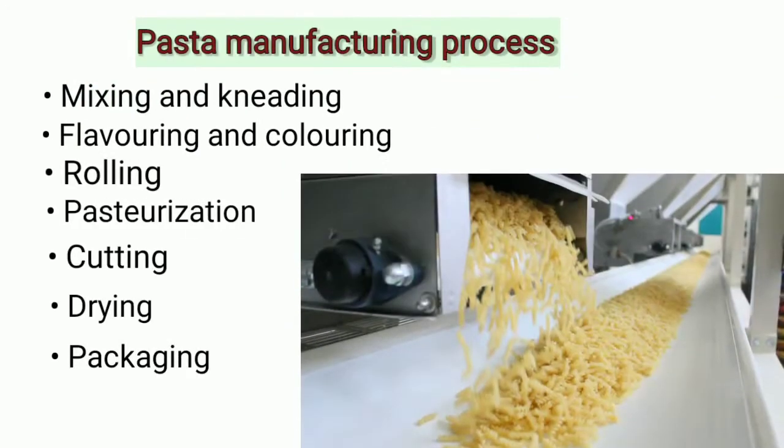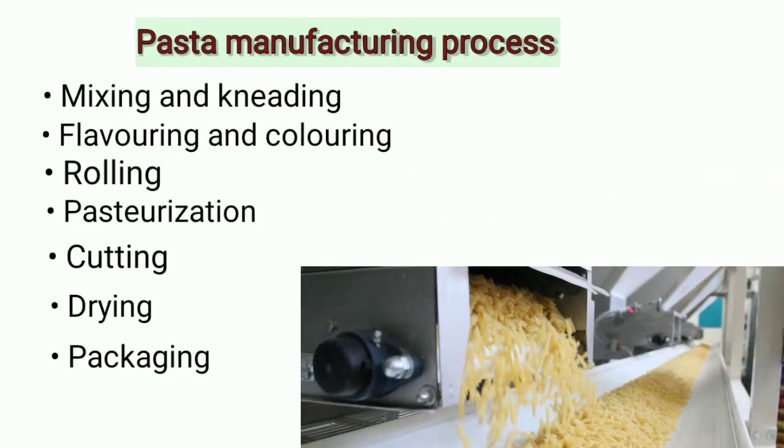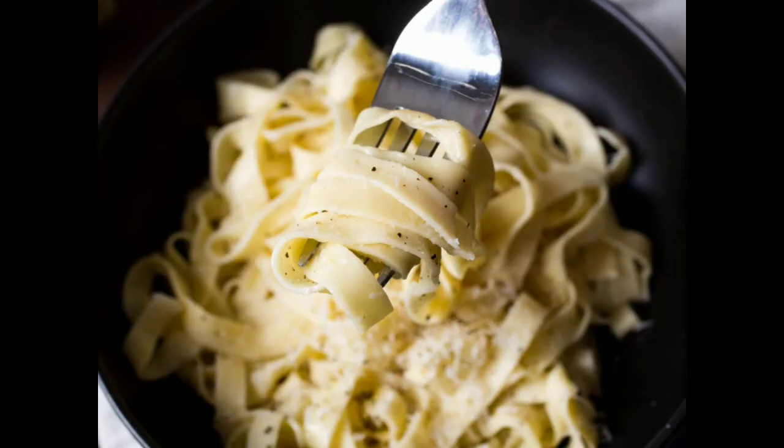Pasta manufacturing process. Pasta is a food that is loved by people of all age groups. Raw material: the pasta is made from a combination of semolina and water. Manufacturing process: mixing and kneading, flavoring and coloring, rolling, pasteurizing, cutting, drying, then packaging.